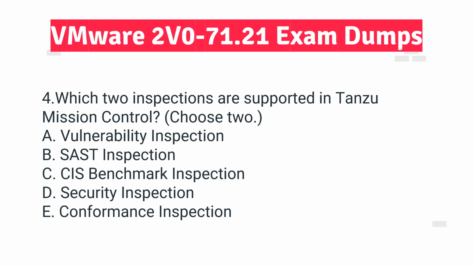4. Which two inspections are supported in Tanzu Mission Control? Choose 2. A. Vulnerability inspection. B. SAST inspection. C. CIS benchmark inspection. D. Security inspection. E. Conformance inspection.